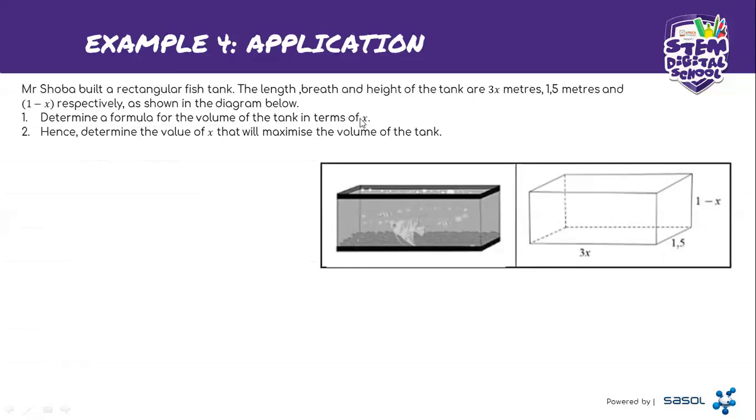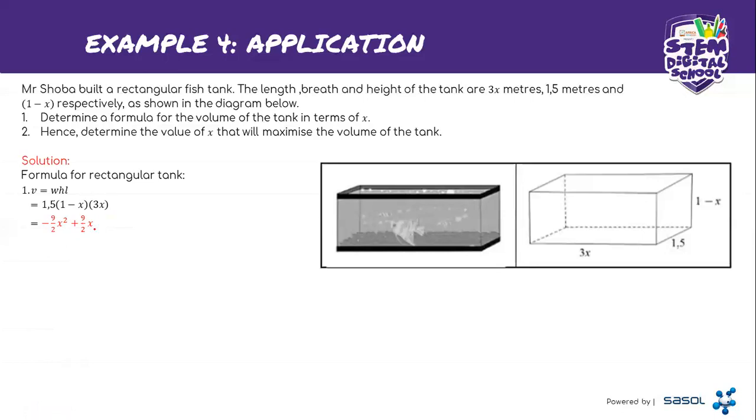Now the first question: determine the formula for the volume of the tank in terms of x, right? Let's see how we do that. First, write the formula for the volume, which is volume equals width times height times length. Then you're going to substitute everything, and after that simplify it until you reach the final stage, which is negative 9 over 2 x squared plus 9 over 2 x.